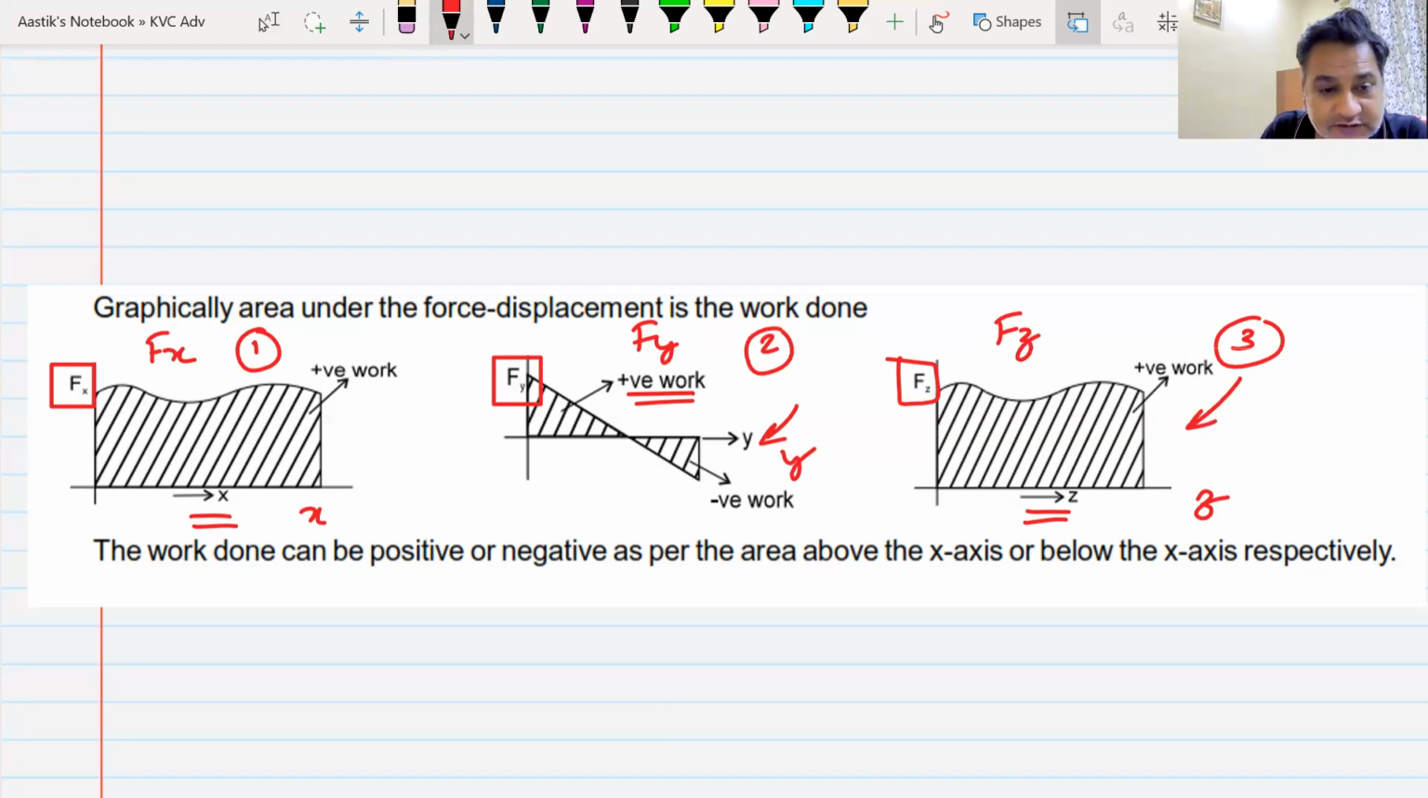Yes, sir. So this is how you can find out the work done by any force from the area under the force displacement graph. I will give you a question, and I hope you can solve that question and give me the answer.